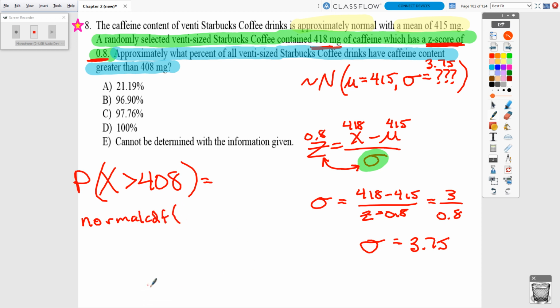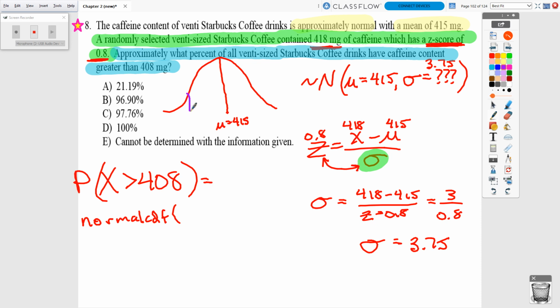And so let me just draw a quick curve up here. So we knew the mean was at 415. And we need to find 408 in this normal curve. Okay, so let's go find 408. And really that's going to be somewhere below the mean. How many standard deviations is that below the mean? You could approximate, about 2-ish maybe.